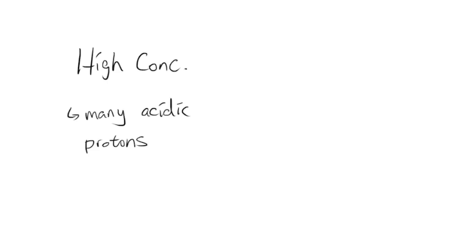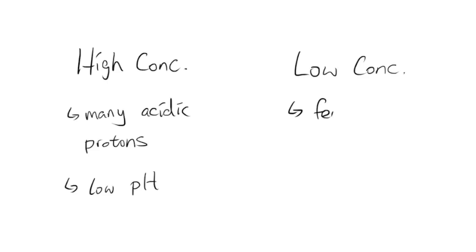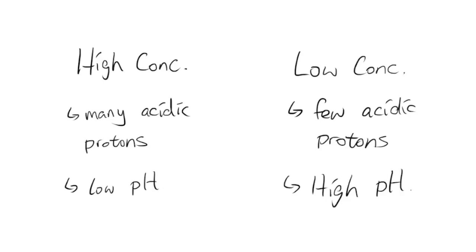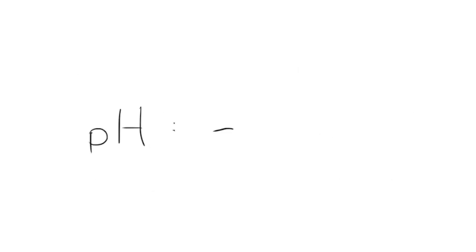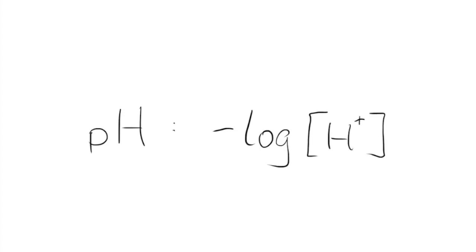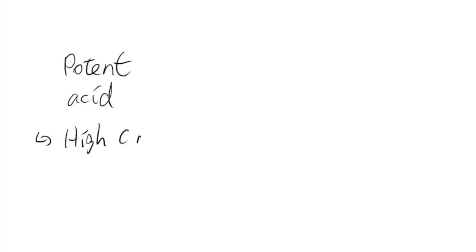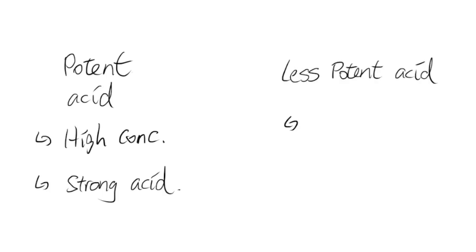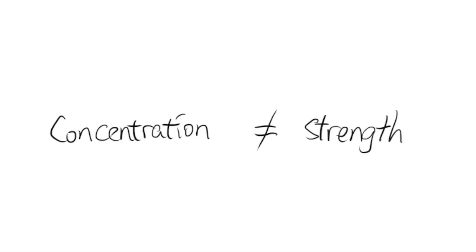Quite as expected, a high concentration of acid means the solution is more acidic. The measure of acidity is the pH, or minus log of the proton concentration in solution. A potent acid is one that is highly concentrated and the acid is strong. It is possible to have a very concentrated weak acid and a very dilute strong acid. Many people draw an equal sign between the strength and the concentration of acids and bases, which is incorrect.